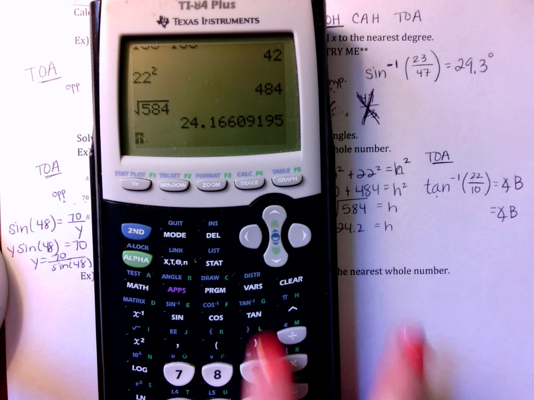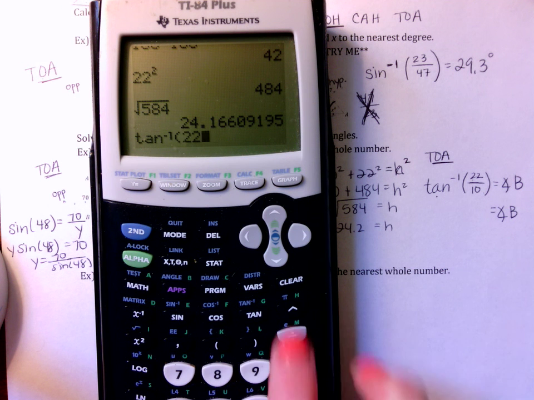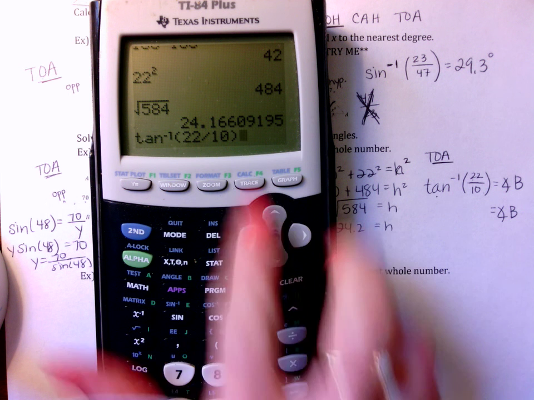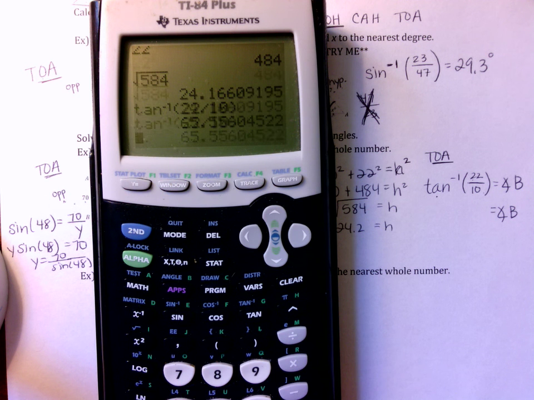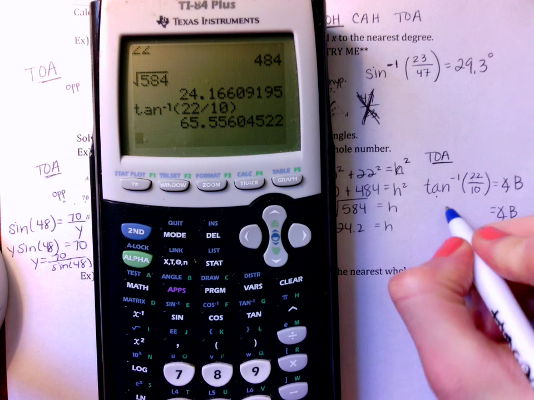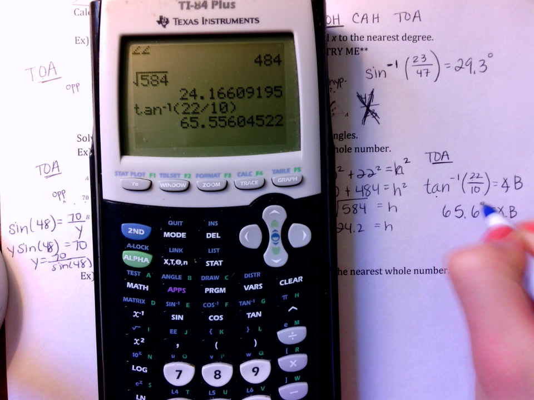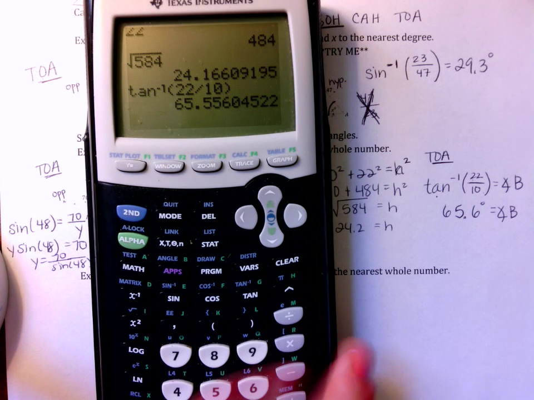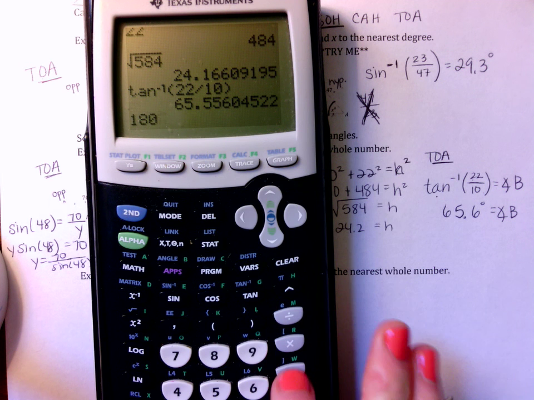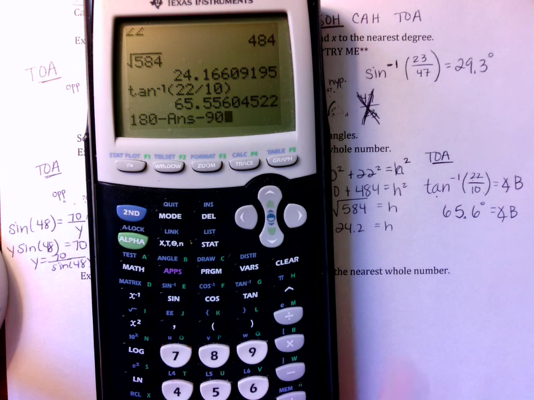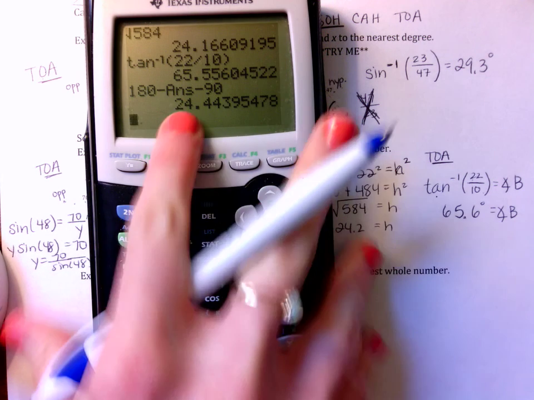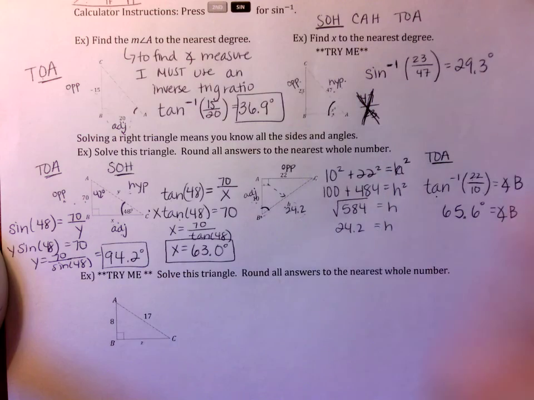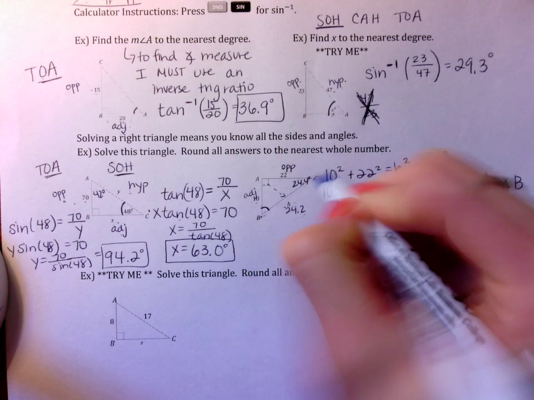Second, because it's inverse, tangent, 22 divided by 10. Your calculator will not give you an error message on this one because tangent can be an improper fraction, be over 1. Okay, so it's saying that angle B is 65.6 degrees. Then we can just subtract from 180 minus second. Oops, sorry. 180 minus second answer minus 90. So I'm just subtracting this 65 and 90, and it tells me that the last angle will be 24.4. So angle C will be 24.4 degrees.